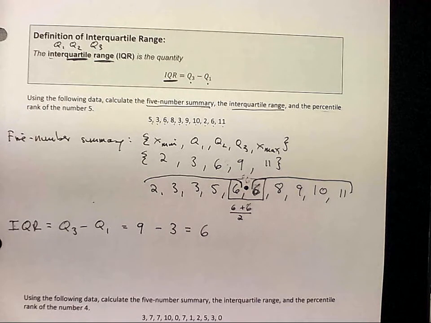You guys nail it? Yeah, question? Wait, so when you're finding Q1 and Q3, it's always going to be an odd number on the upper and lower sets? That's right. Yep.